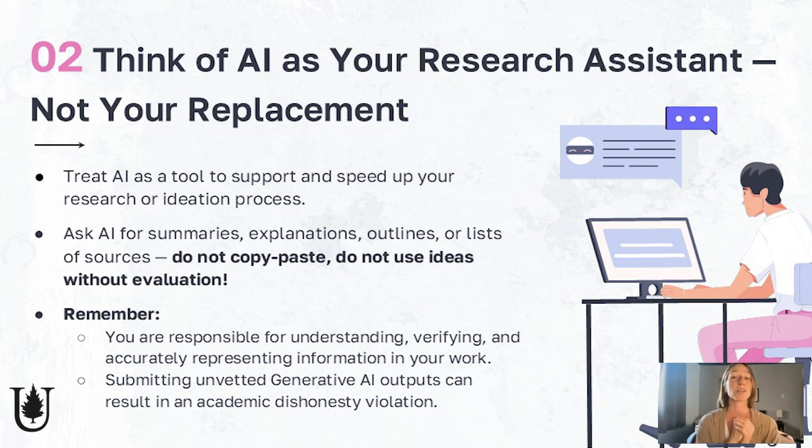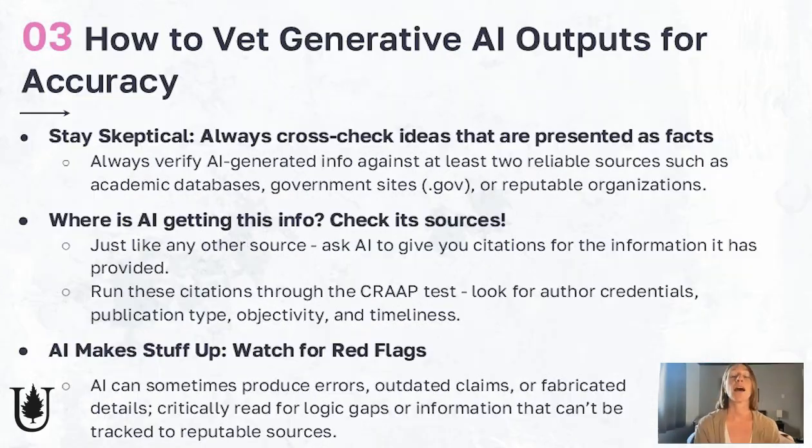So if you submit something that comes straight from AI without vetting it, and it's got a ton of misinformation, it's got plagiarism, it's got inaccuracies, it's not really answering the question or being vague, you're going to get a bad grade because that is not the kind of work that we're supposed to be submitting here at Unity. Unvetted generative AI outputs, when submitted, can result in an academic dishonesty violation, so it's on you to not do this. How do I vet my generative AI outputs for accuracy?